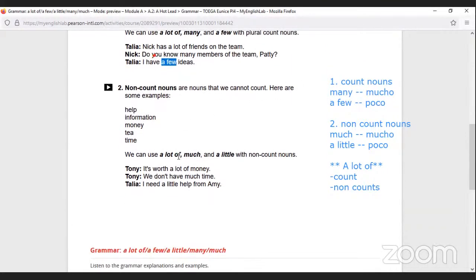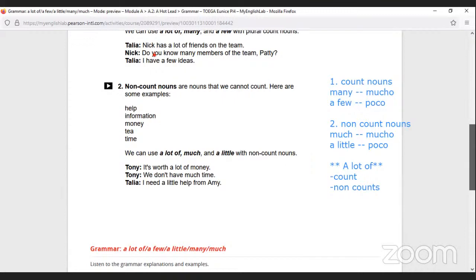In this case, we could use "a lot of" because we said that it is for both, much or little. It's worth a lot of money. We don't have much time, because we're talking about time. A little: I need a little help from Amy. Help, that is not countable, okay?